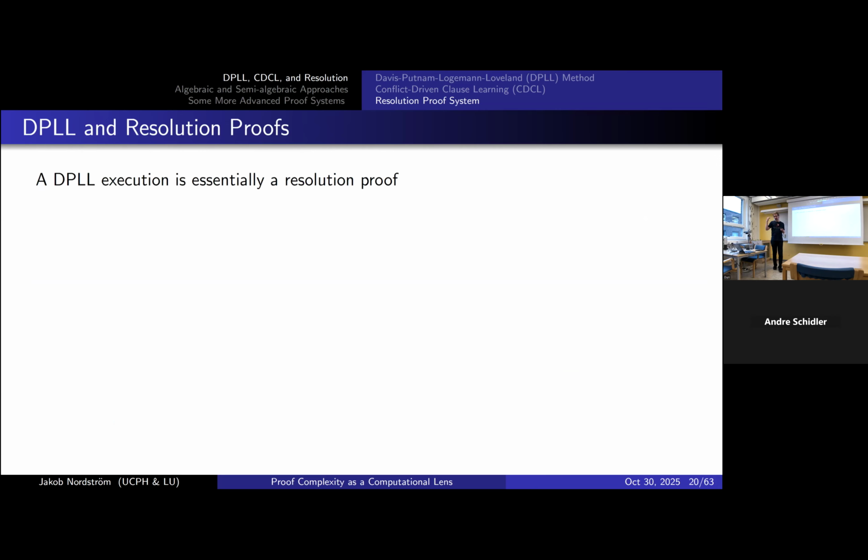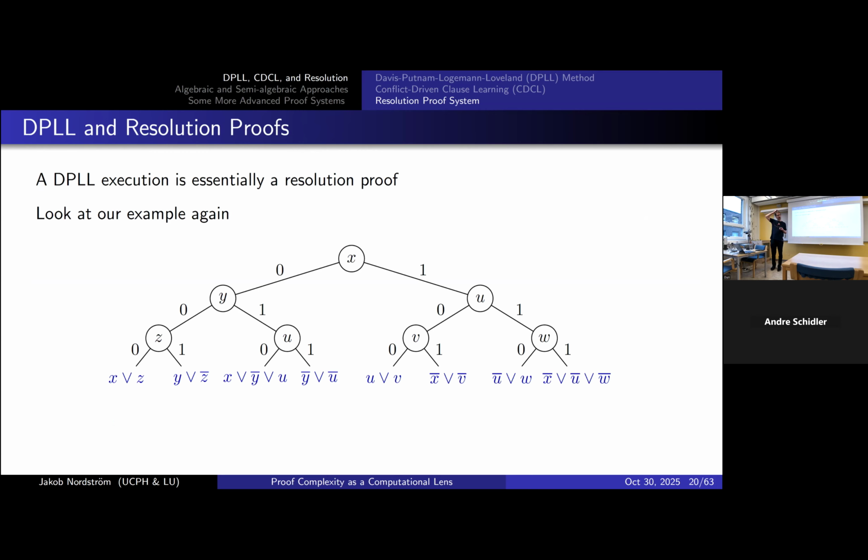And now the point is that DPLL executions are resolution refutations. Formalizing this would take us maybe 1 or 2 minutes, so I'll just do a proof by picture. Look at this execution we had before. Over each branching variable, in a bottom-up fashion, we'll just apply the resolution rule. You see that X or Z resolved with Y or not Z gives us X or Y. X or not Y or U resolved with not Y or not U gives us X or not Y.